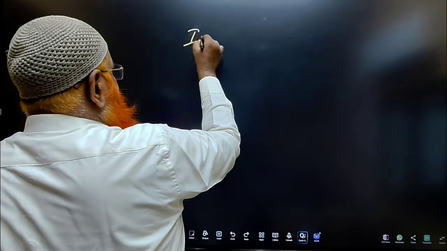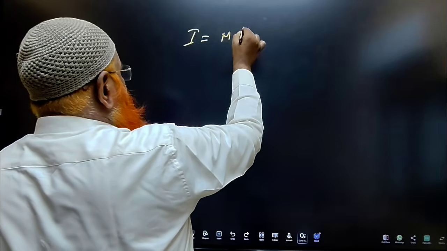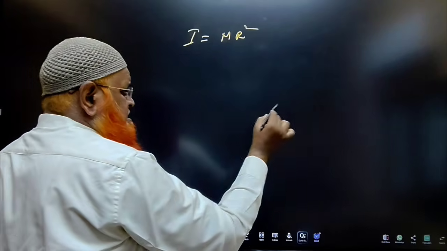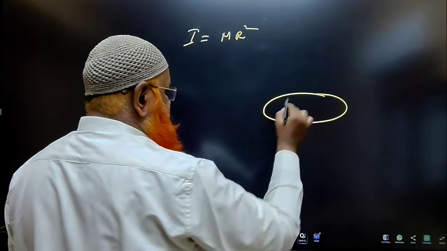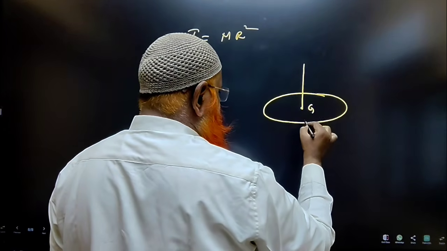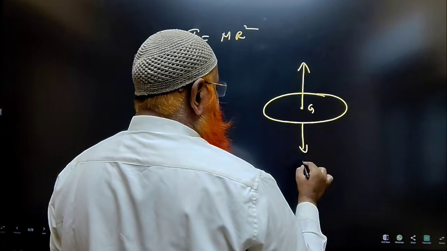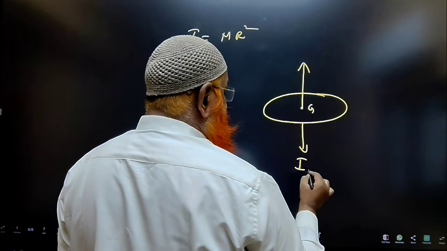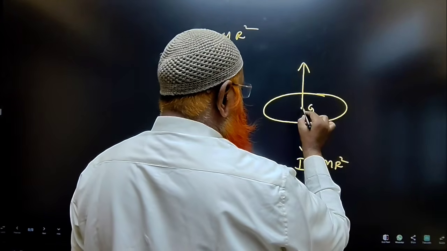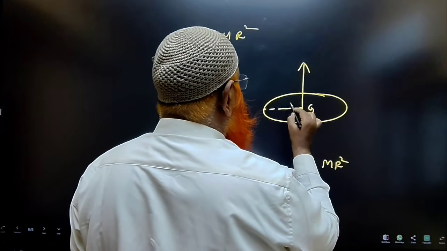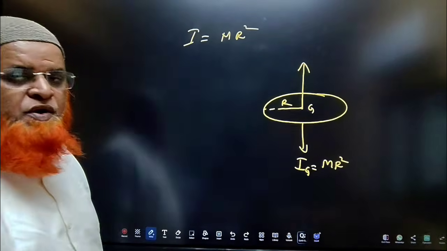See here, moment of inertia is given by mr square. For what? Let us take one ring. Okay, there is one ring, and this is the center of gravity. Now this is the moment of inertia. The moment of inertia passing through the center of gravity of a ring is given by mr square, because the radius of the ring is taken as r.